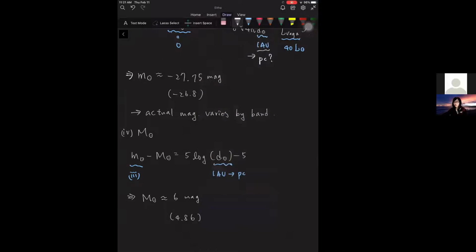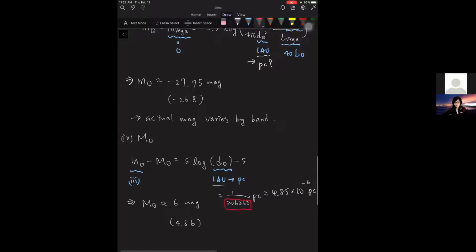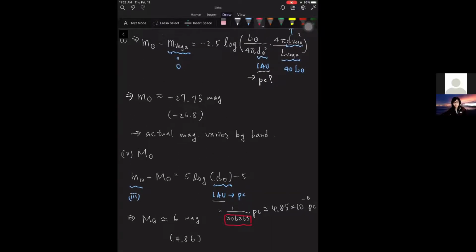So just a reminder, converting 1 AU to parsec is actually pretty simple. We know that 1 AU is 1 over 206,265 parsec, and that's 4.85 times 10 to the minus 6. And as I mentioned in the very first problem session, I think, this number is pretty worth memorizing, and I'll show you again in the next part. All right, so is there any question on this part?